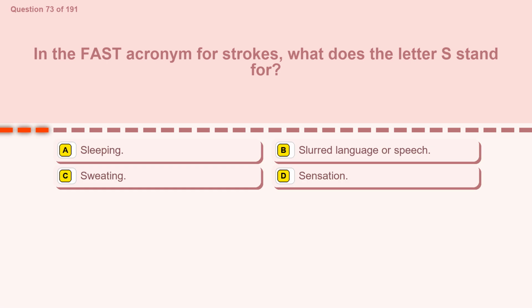Question 73. In the FAST acronym for strokes, what does the letter S stand for? Option A is sleeping. Option B is slurred language or speech. Option C, sweating. Option D is sensation.